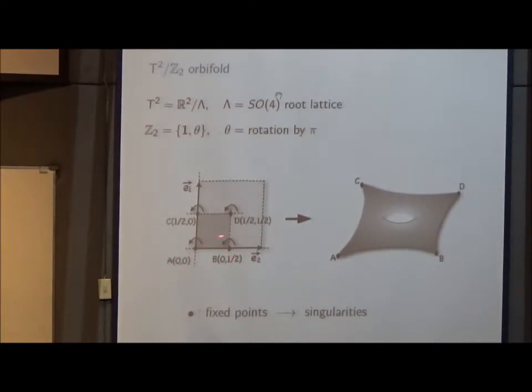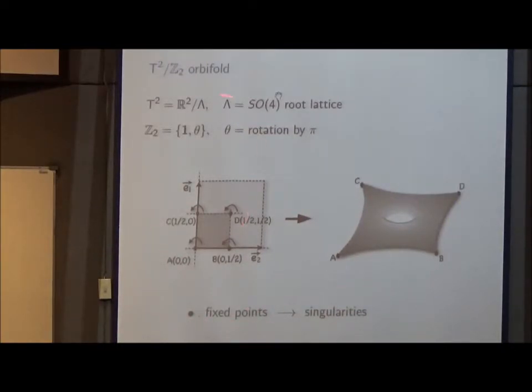It's easy to see that you have 4 fixed points, but the origin is clearly fixed. This is fixed because if you rotate it by pi, you send it here, and then with the lattice translation, you bring it back. So you can check there are 4 and only 4. And again, because of the identifications, you identify this side with this side, and then the space you get has this representation with 4 singularities.